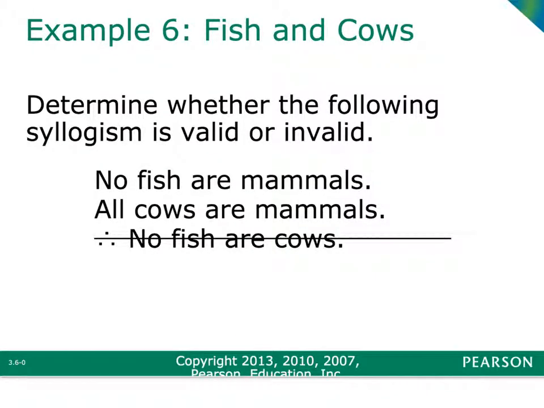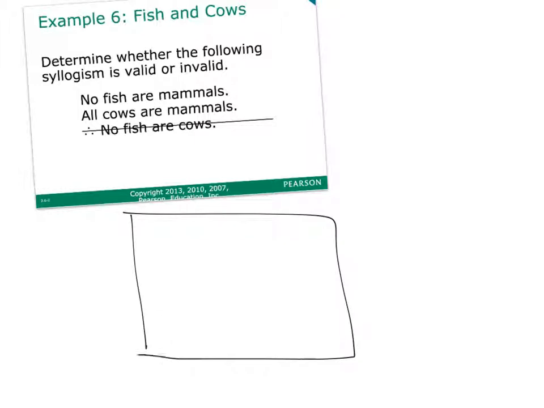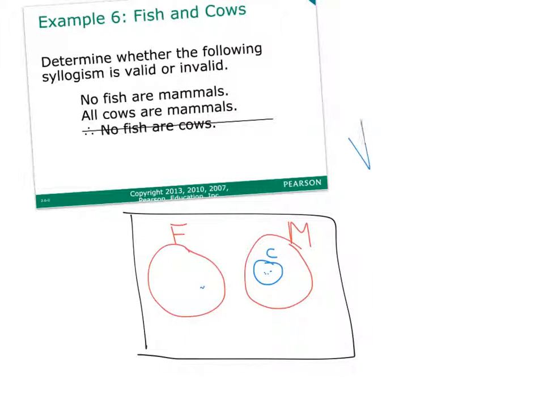No fish are mammals. All cows are mammals. So no fish are cows. All right, let's draw that image. We'll start with our rectangle. No fish are mammals, so that means that fish and mammals are completely separate, disjoint groups. All cows are mammals, so all of your cows have to be stuck in the mammal bubble. So therefore, no fish are cows. Did you get any situation where the fish and the cows intersected each other? You did not. There is never that case. So this is, in fact, a valid argument. Okay, good luck with your homework.